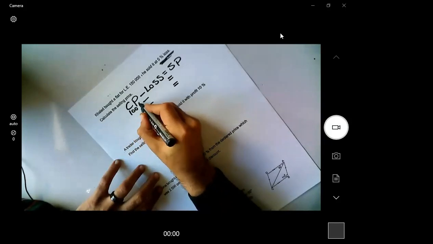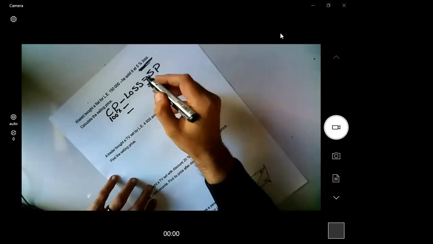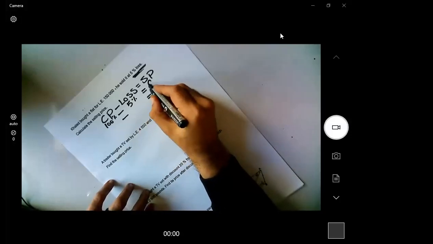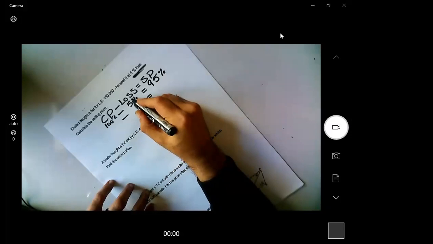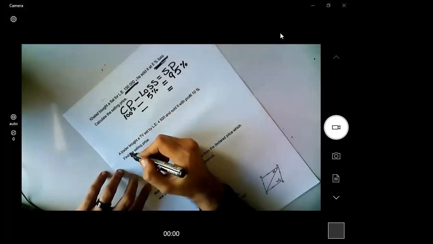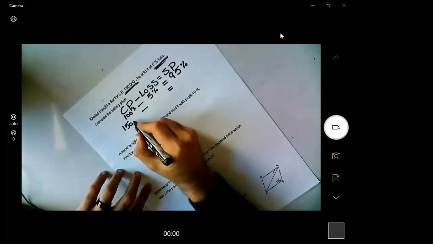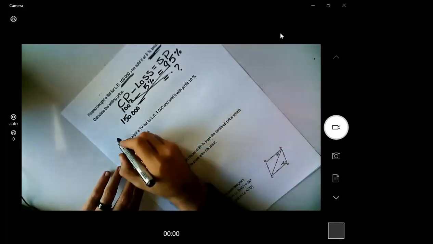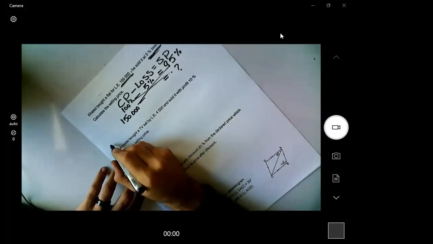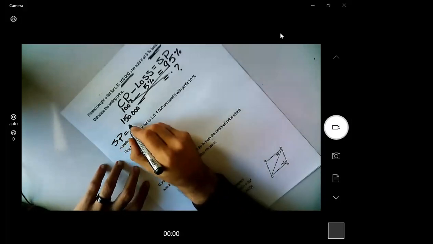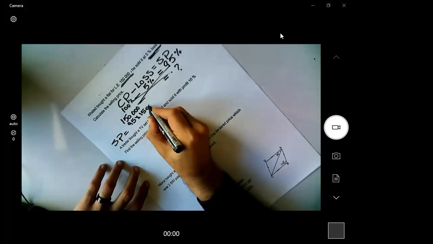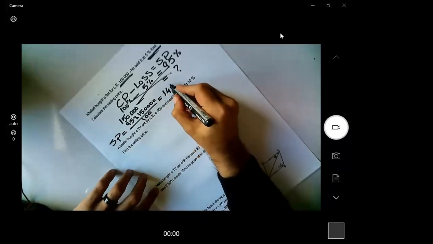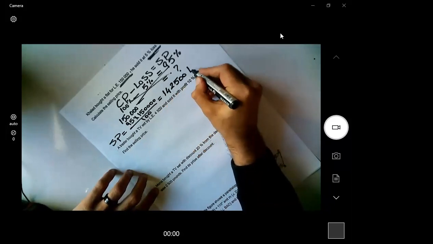Cost price is always 100%, and the percentage of the loss was 5%. So the selling price will be 95%. The cost price of the flat, he bought it for 150,000. He sold it for how much? We make a proportion: selling price equals 95 times 150,000 over 100, which equals 142,500 LE.